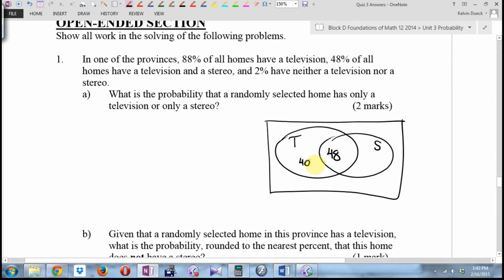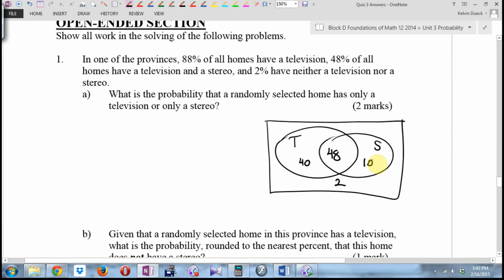What else did they tell me? They gave me 2% has neither. Oh, I can figure out what's left. It's going to be 100 minus 48 minus 2 minus 40. I think this ends up being a 10. Yes? Now I can answer the question.